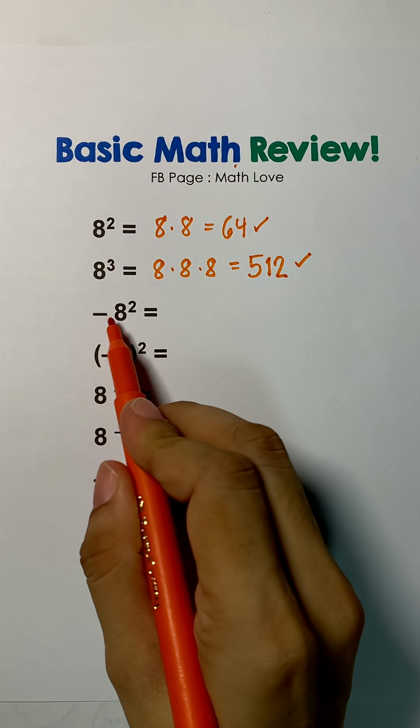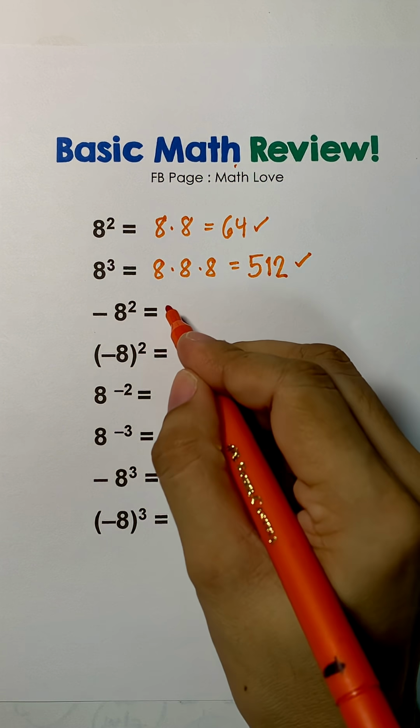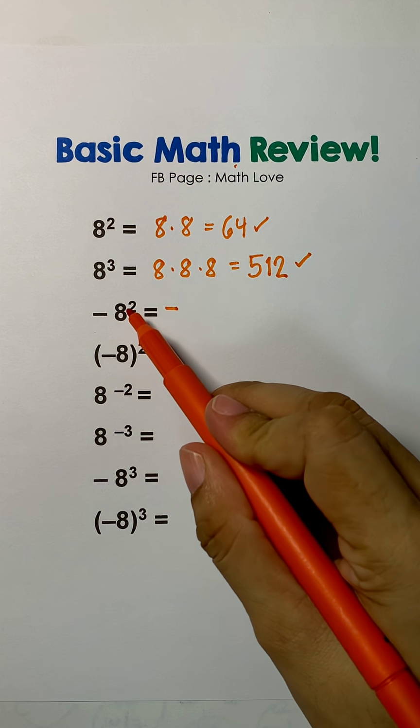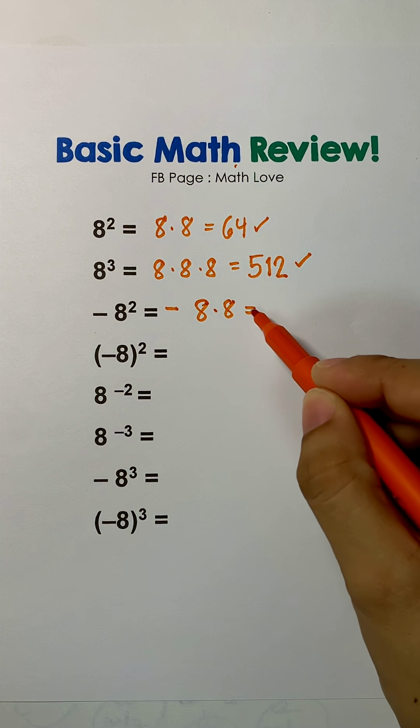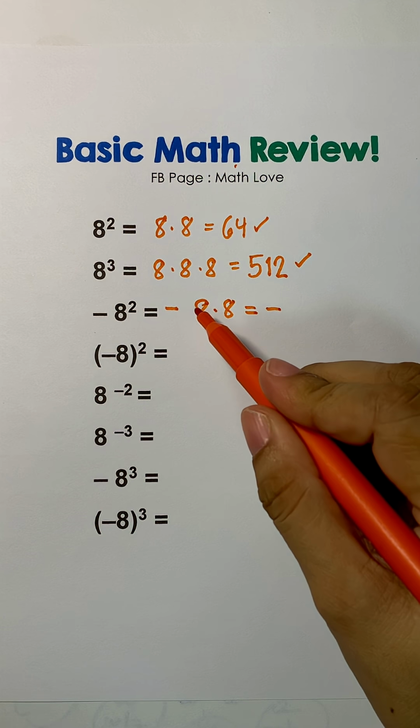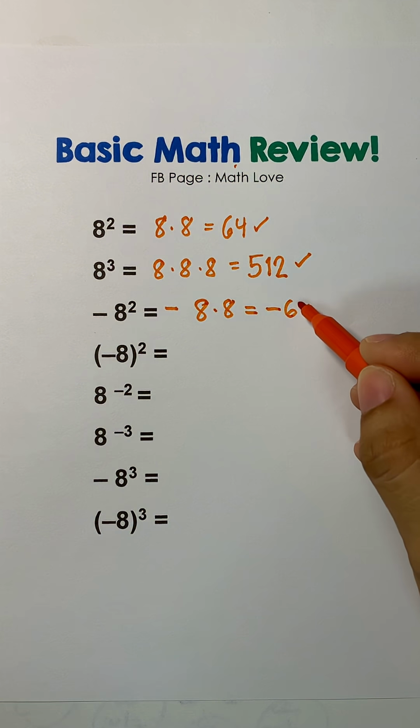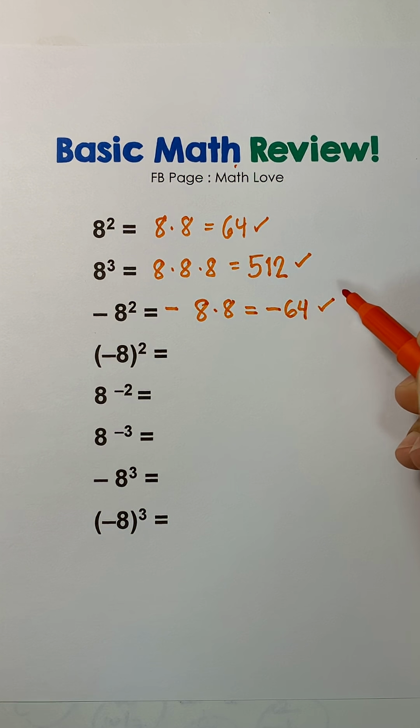Here in this case, negative 8 square, we will copy negative first and then square 8. So that will be 8 times 8 equals, copy negative sign, multiply 8 times 8, that's negative 64.